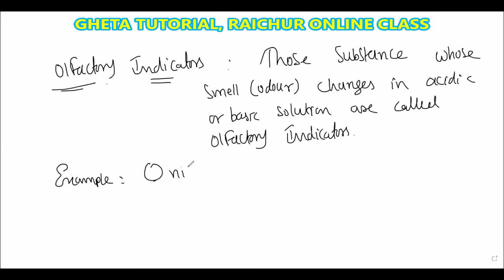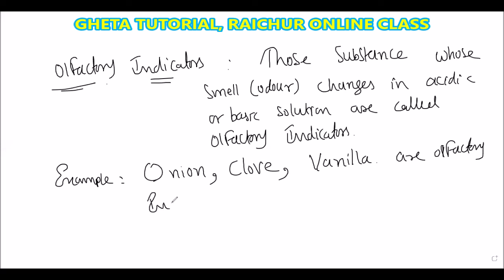The first one is the onion. Onion is an example of an olfactory indicator. Clove. Vanilla essence. So these are olfactory indicators. Why are they called olfactory indicators? Because they change the smell. Onion has a very good smell, clove also, vanilla also. This smell will change whenever you put acid or base on them.